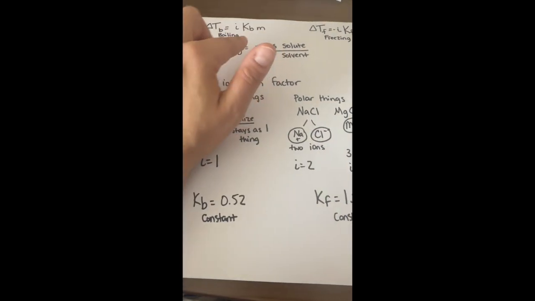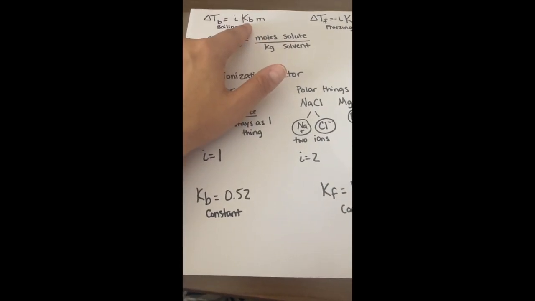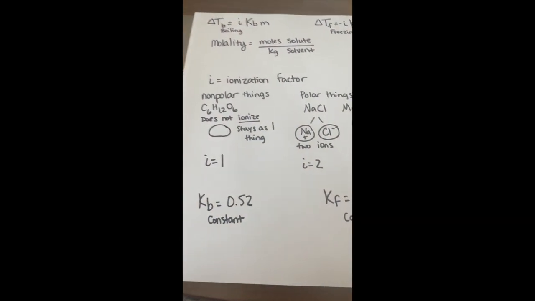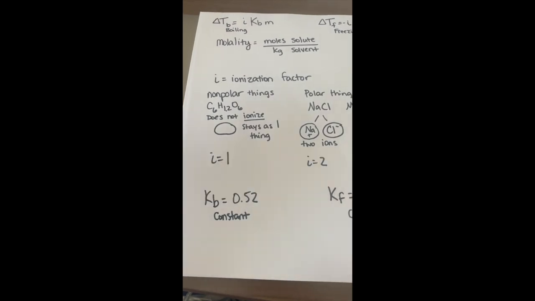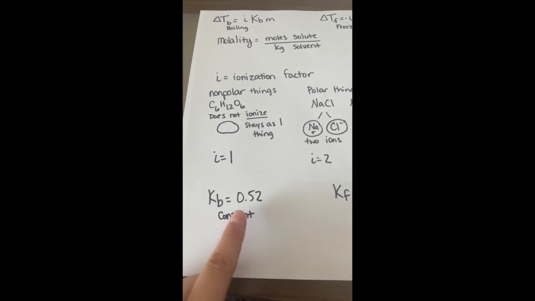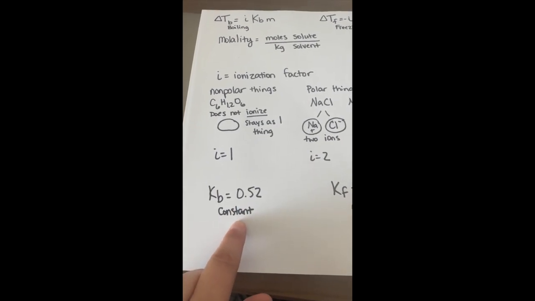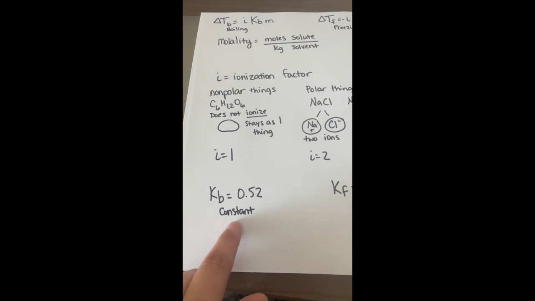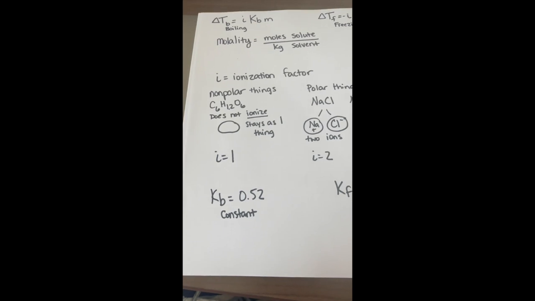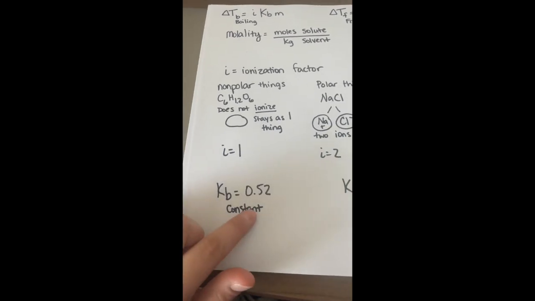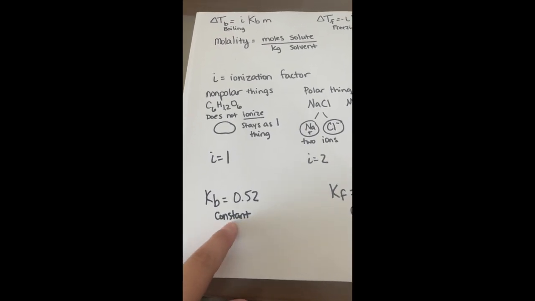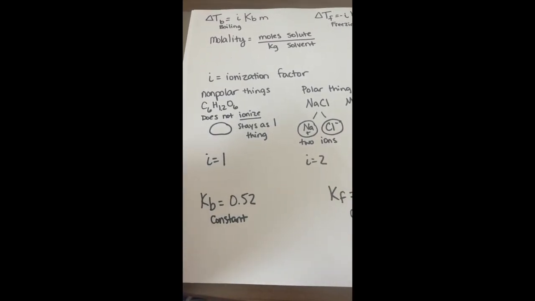Kb is actually a constant. It's a factor, and every solvent has its own unique Kb. Either the problem will tell it to you, or if it's water, you're going to be expected to know it. So our Kb for water is 0.52. Don't lose that piece of information, because you might be doing some of these problems and think, hey, I don't have enough information to solve this. Don't forget that we know Kb. It's a tool in our toolbox that we can pull out and use. It's not an unknown that we have to calculate.